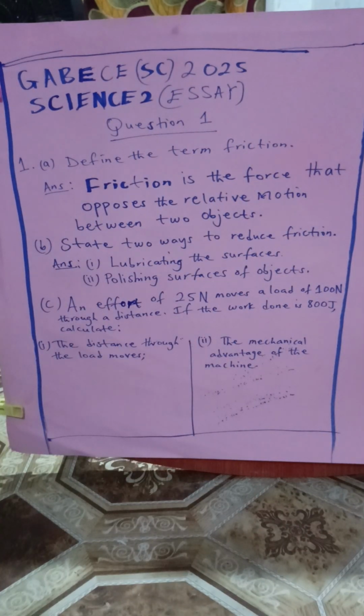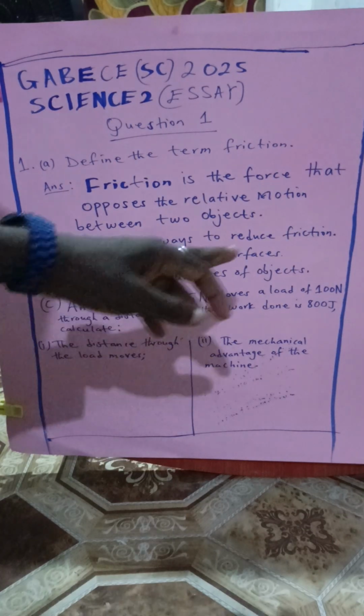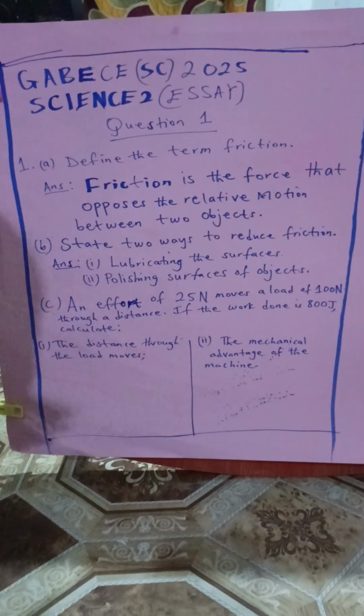Lubricating the surface can reduce friction. So for lubricating, if you want, you put by oiling. Take note, students should know that when you are asked to state, it's better you put them in a sentence rather than just writing lubricating, though the answer would be accepted. But always when you are asked to state, try to put them in a sentence. Take note of that.